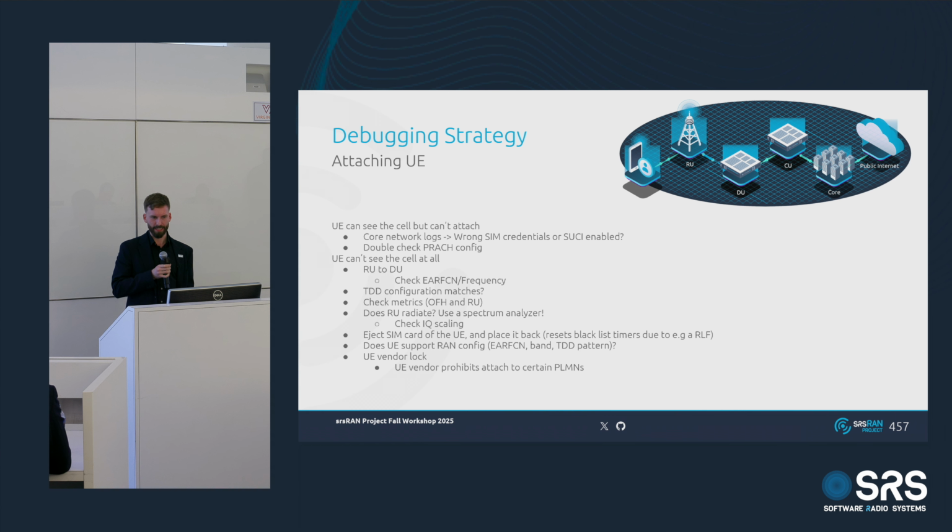So then the cases that happen more often. The UE can see the cell, the network, but it cannot attach. This can be due to wrong SIM credentials. You would see something like this directly in the log of the core network. But it could also be that the SUPI encryption is enabled, and this is something that you have to fix on the SIM card. So make sure that the services that are enabled on the SIM are also available in your core network.